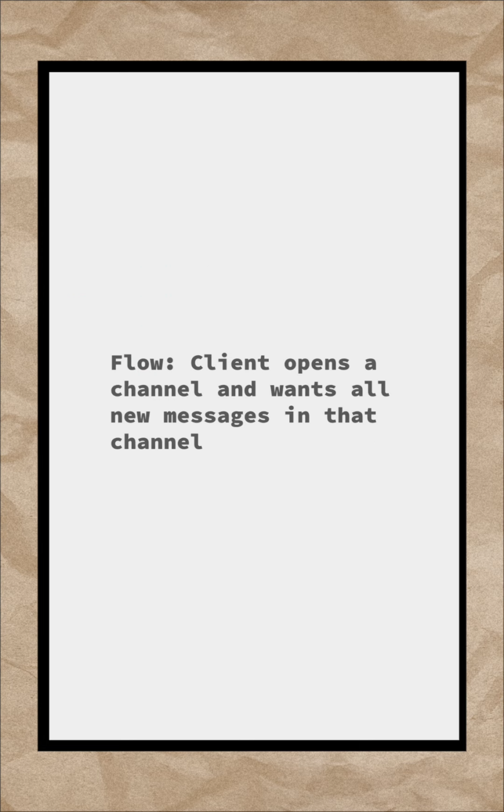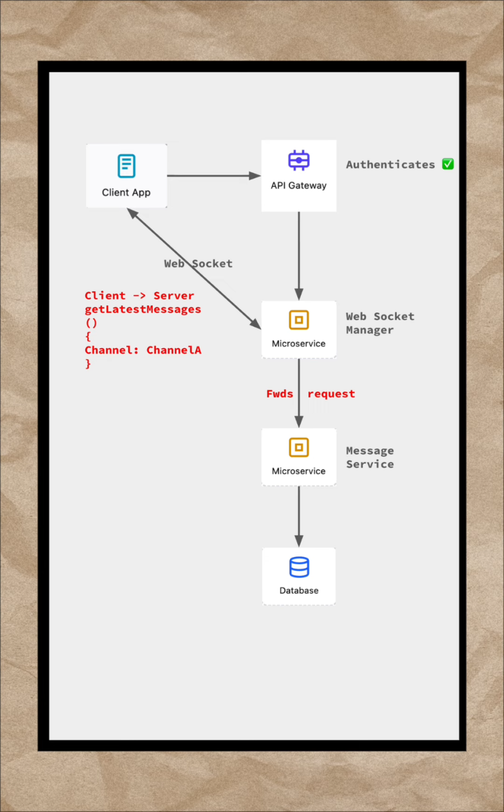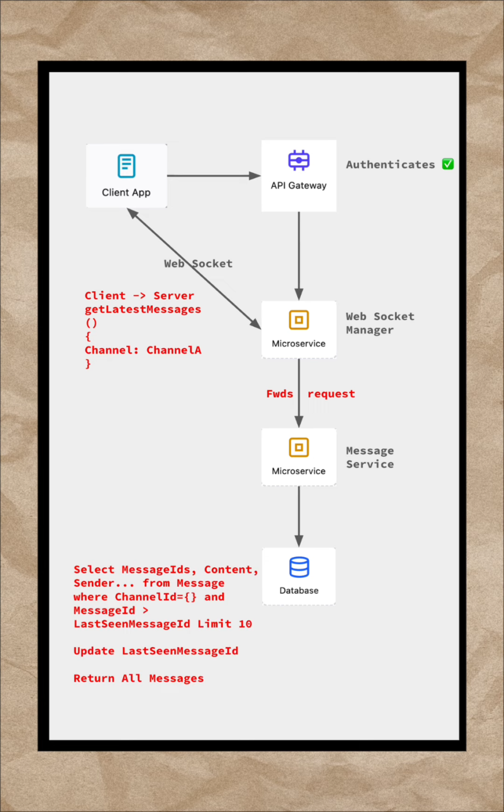Flow 3. Client opens a channel and wants all new messages in that particular channel. Client sends a request, which is again forwarded to the message service. It opens the database and, for that particular channel, gets all the messages sent since the last seen message ID, and it limits to 10 or 15. And it updates the last seen message ID to the latest message ID and returns all the messages back to the client.